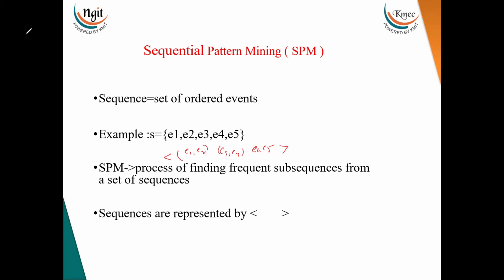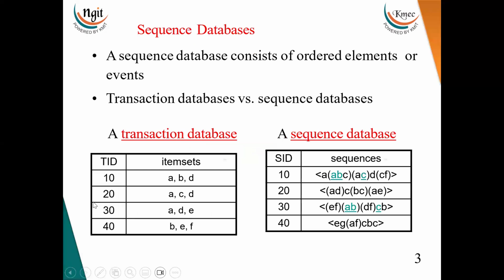Then what is the difference between transactional databases and sequential databases? The transaction database consists of a transaction ID along with the item sets. The items in the transaction can be placed in any order. In the sequential database, the elements are placed in an order.